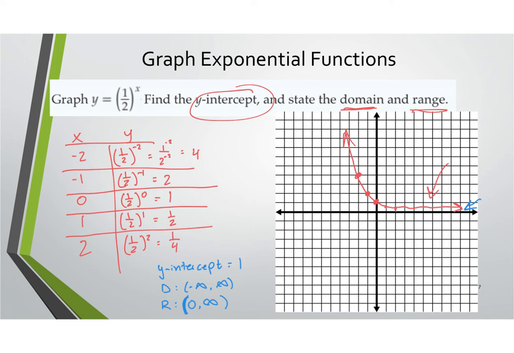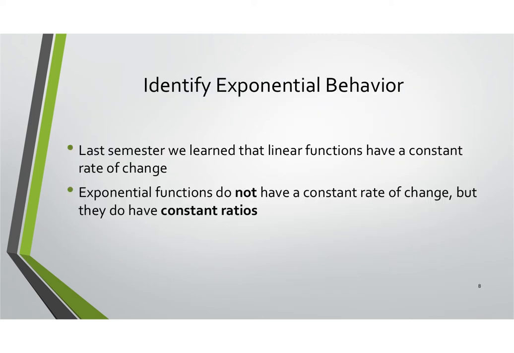Okay, let's move on. Now that we've graphed an exponential function, let's talk a bit about the exponential behavior. In a sense, what exactly is happening? Last semester, when we talked about linear functions, we learned that they have a constant rate of change. This constant rate of change was called the slope, but the fact is that it either increased or decreased at a constant rate. No matter where it was, the exact same rate.